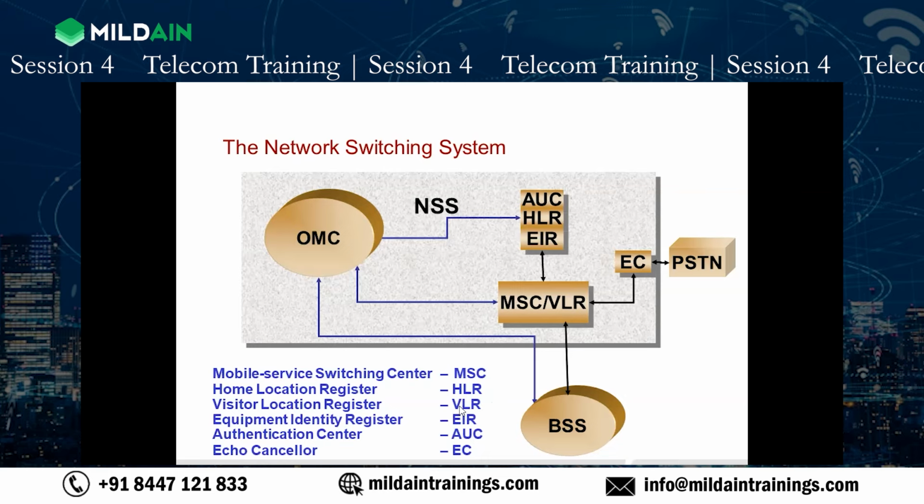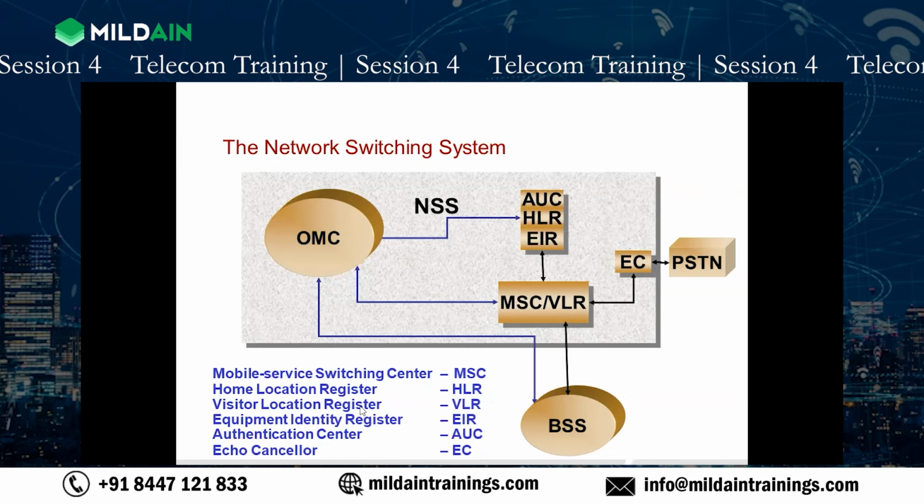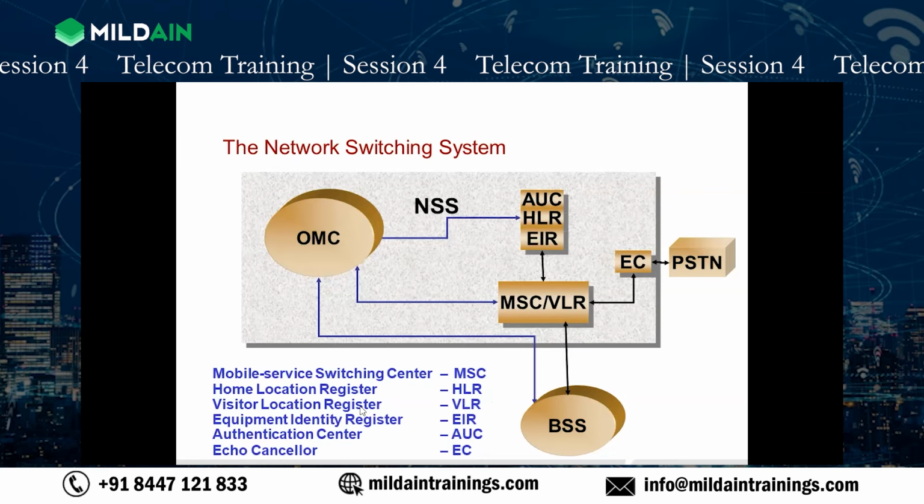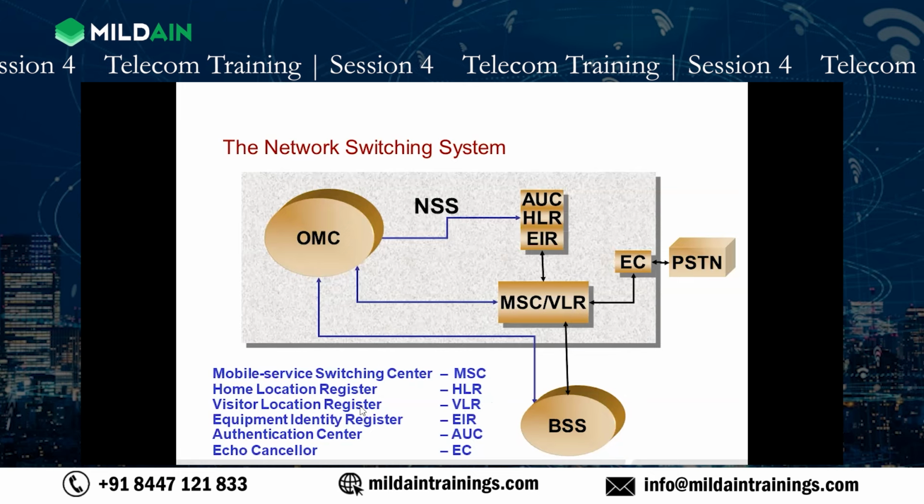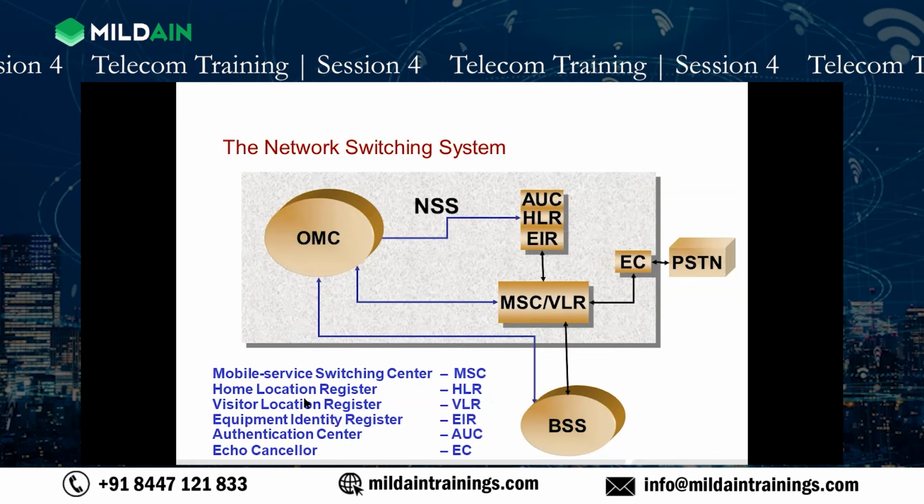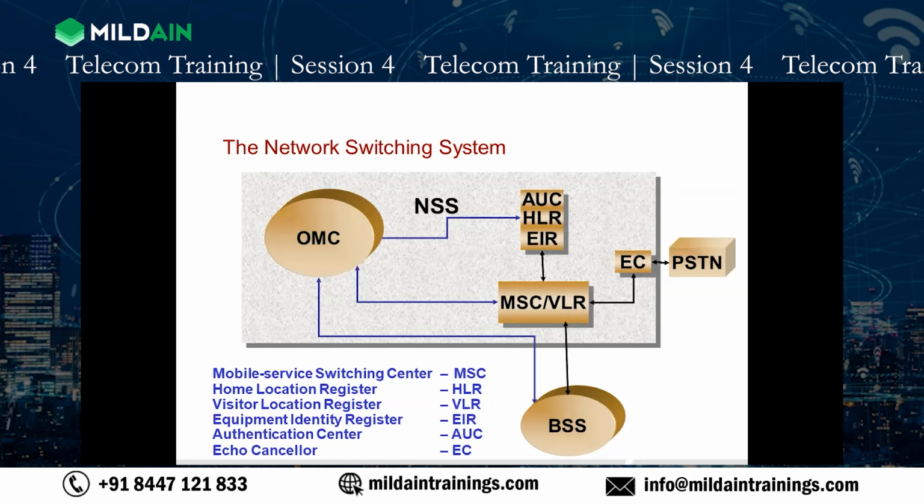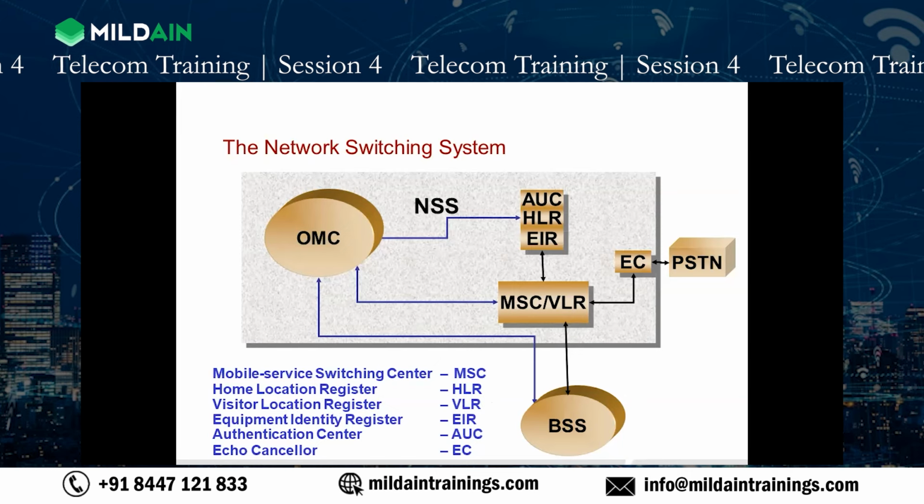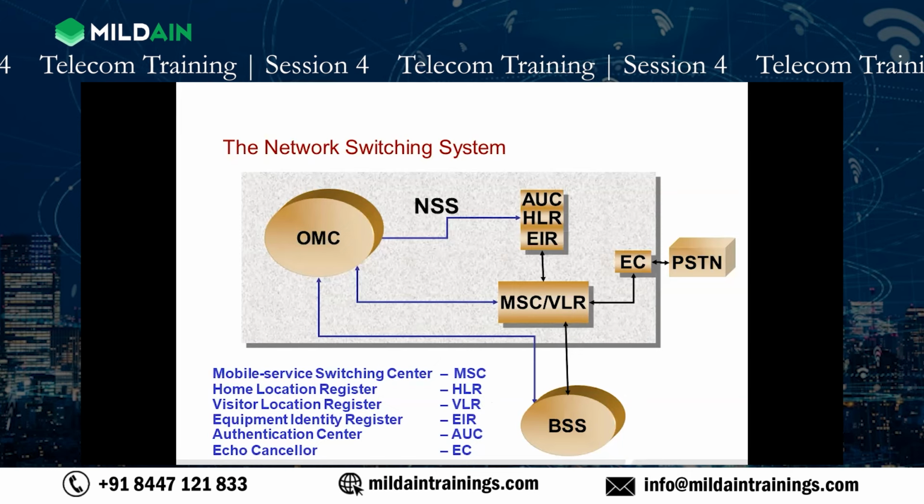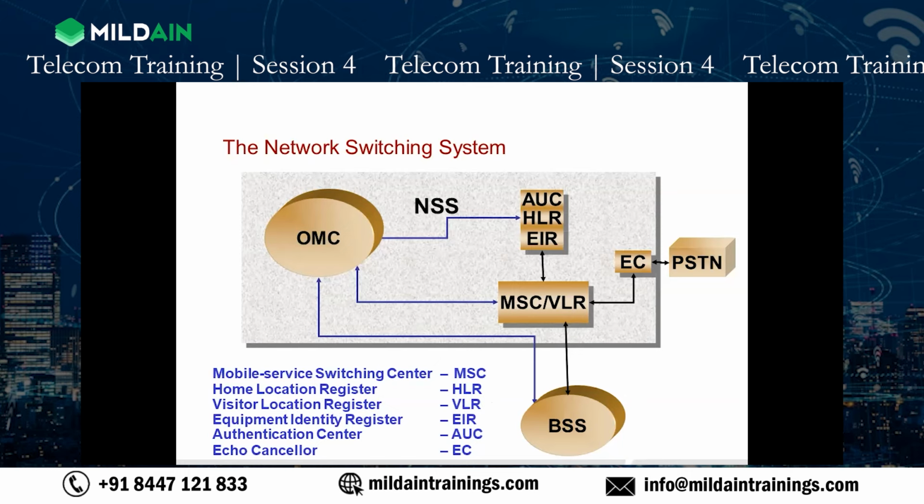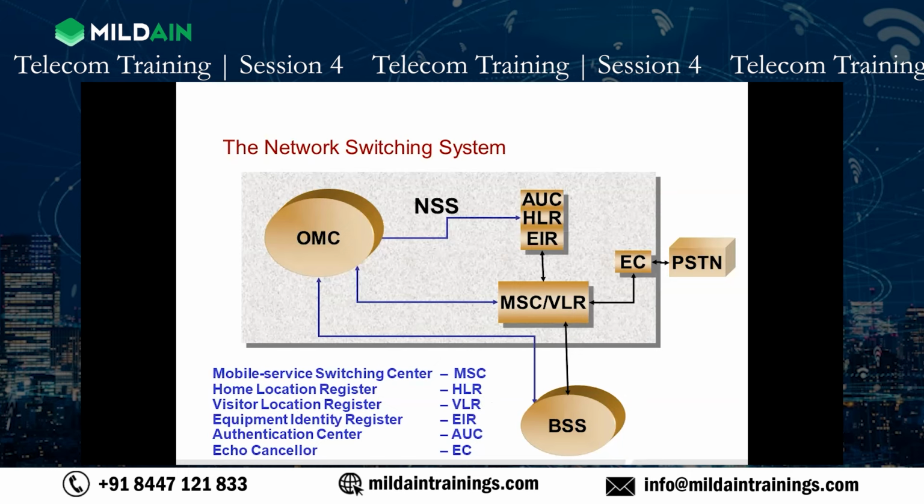HLR, VLR, EIR: home location register, visitor location register, equipment identity register, and authentication center. Home or visitor means your data is registered, for example in Delhi, and I am moving to Chennai. So the network will come to know I am a visitor in this location. I am not the base, not the actual originator from this area. Correct. So this is called visitor location.